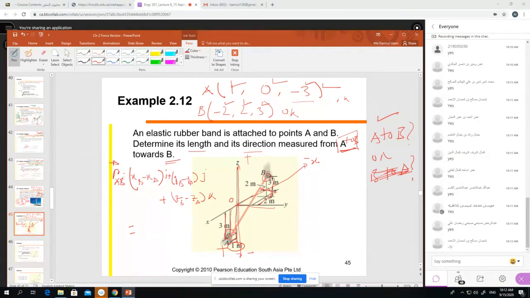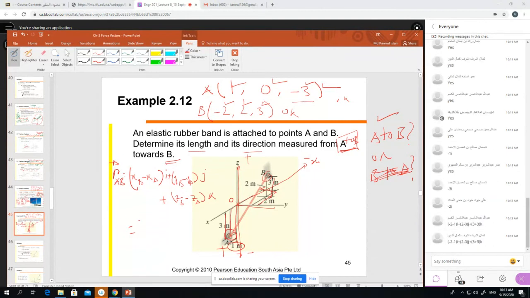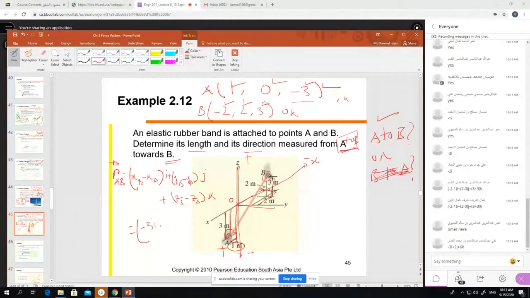The vector will be minus 3i. Minus 1i? How did you find minus 1i? Minus 3i, yes, minus 3i. Who wrote down something? Someone wrote minus 3i plus 2j plus 6k. Okay. Is that result correct?